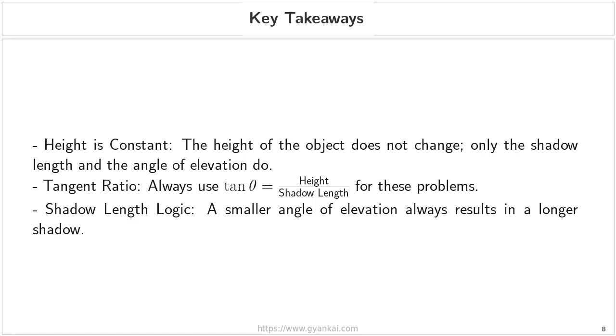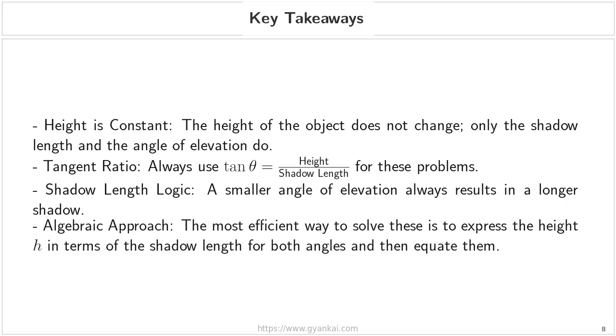Third, keep a close eye on the logic of the shadow length. There is an inverse relationship here. A smaller angle of elevation, meaning the sun is lower in the sky, will always result in a longer shadow. Conversely, a larger angle means a shorter shadow. Finally, regarding your algebraic strategy, the most efficient way to tackle these multi-step problems is to express the height, h, in terms of the shadow length for both given angles, and then set those two expressions equal to each other. By equating them, you can isolate and solve for your unknown variable.